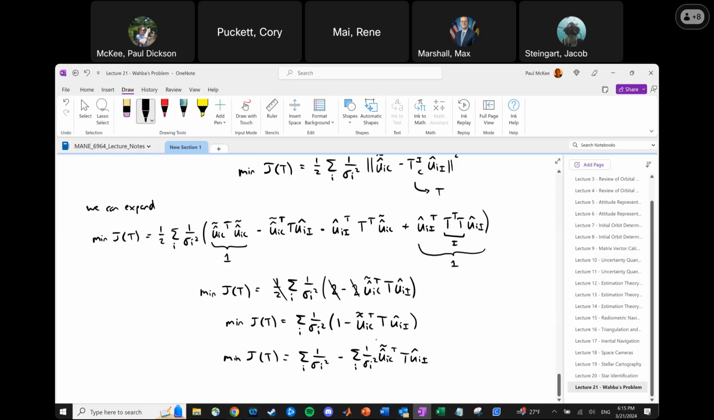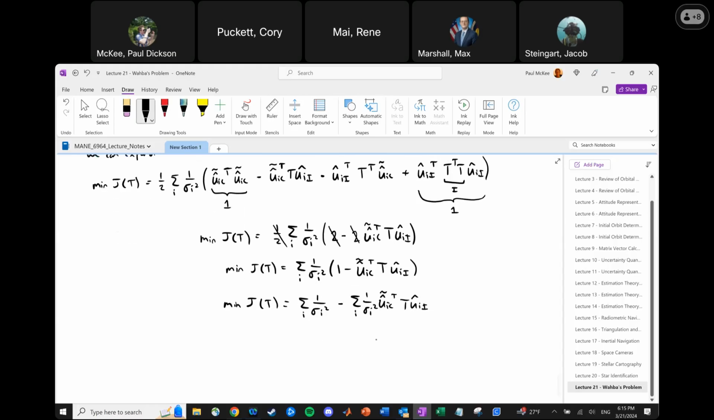Okay? Now, this term here, the sum over all of 1 over the bearing error squared, all of this is a constant value with respect to T, right? If we pick a different T, it's not going to change. It's going to be the same every single time. We are going to give this a name. We're going to define this as lambda naught, because I don't feel like writing this over and over and over again.